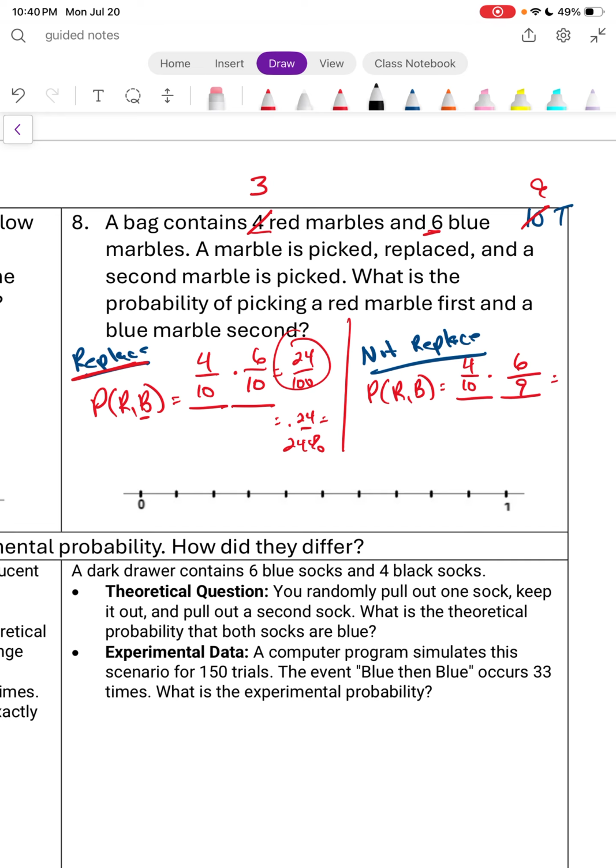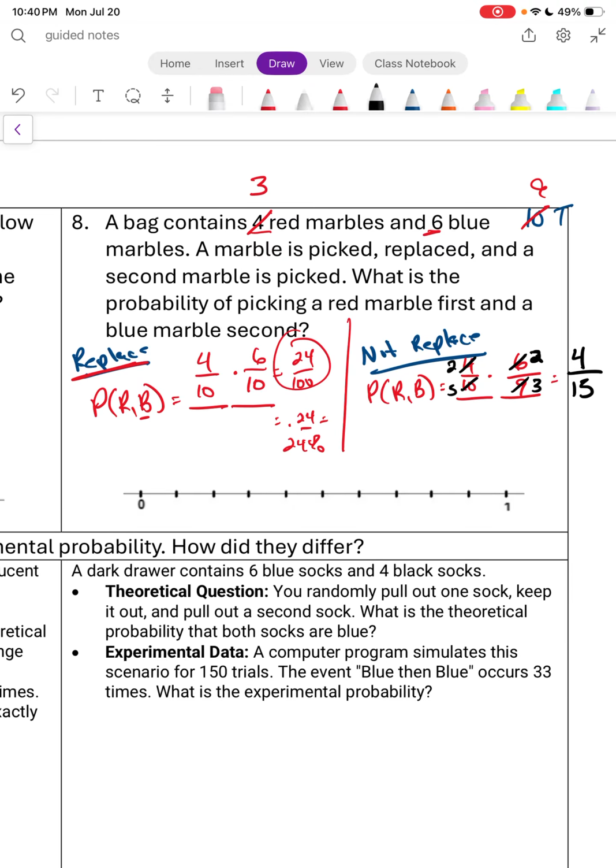Now let's reduce. You can cross cancel if you want to, but I'm actually just going to reduce. 4 and 10 are both divisible by 2. That gives me a 2 and a 5. 6 and 9 are both divisible by 3, which gives me a 2 and a 3. Nothing else cross cancels. My final answer is a 4 on top, 2 times 2, and a 15 on bottom.